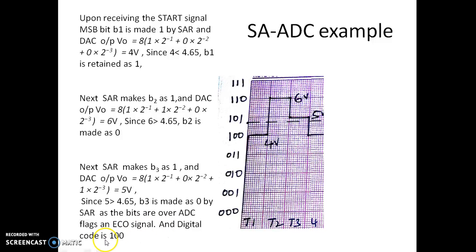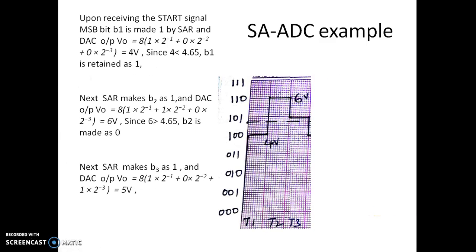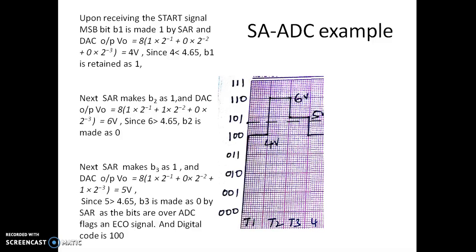The final digital code happens to be 100. In the previous transfer characteristics, you can see we have actually shown it as 101. So this is the error that you're going to get in your successive approximation 3-bit ADC for a 4.65. The actual representation would have been 101, but we are actually getting it as 100. So this way we're going to get an error of 1 bit while representing the digital equivalent of the binary of an analog voltage.